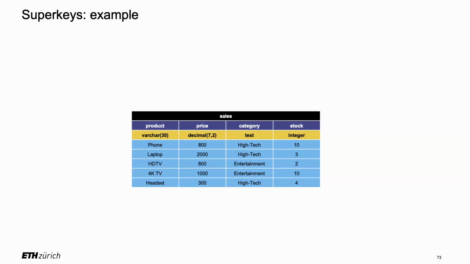Indeed, it is the case that product, price is a super key. It is absolutely correct. How do I see it? For example, if I tell you the product is laptop and the price is 2,000, can you identify the tuple? Yes, absolutely. That's the second one. Right. In fact, you probably now discovered kind of a mini theorem. If I take a super key and I add more attributes, then it's still a super key.